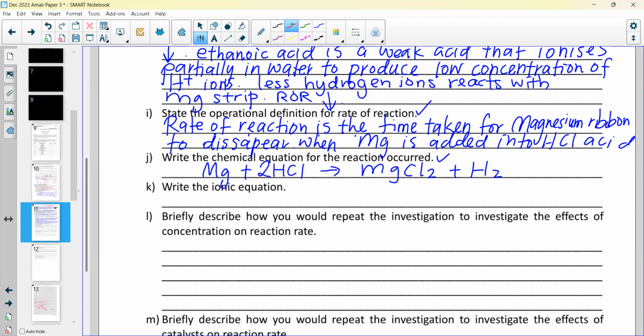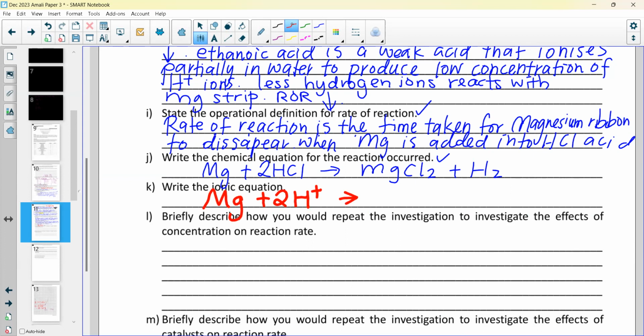I'll try. I break down the HCl to become H+. I break down the HCl. Okay, cool. So Mg plus H+. Mg plus H+. 2H+. 2H+.